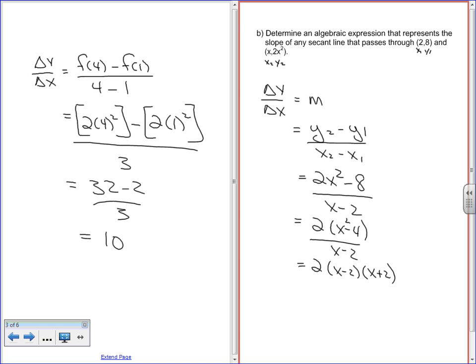Okay, so we factor using difference of squares, right? And after we factor, we notice that there's a common factor on the top and on the bottom, so I can divide the top and the bottom by x minus 2, and I end up with a simplified expression for the secant line that passes through the point 2 and 8, and the general point x and 2x. Any questions? Okay. So whenever you see secant line now, you should be equating that with the average rate of change. Okay?